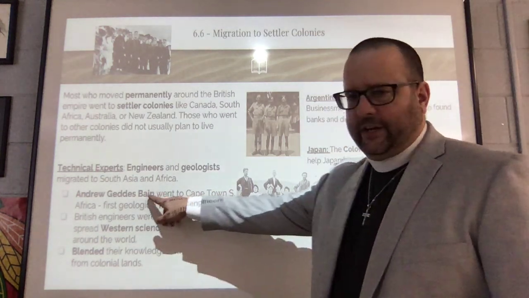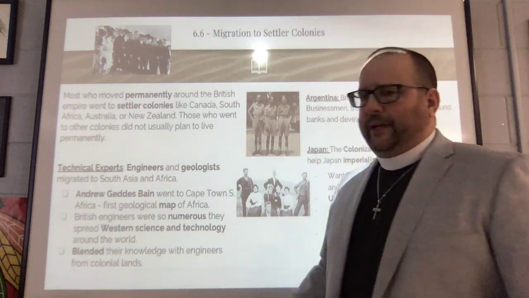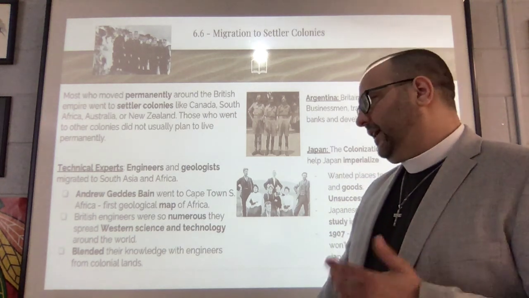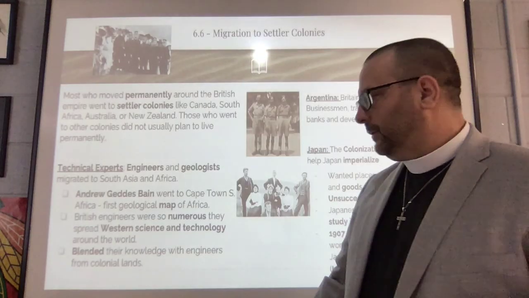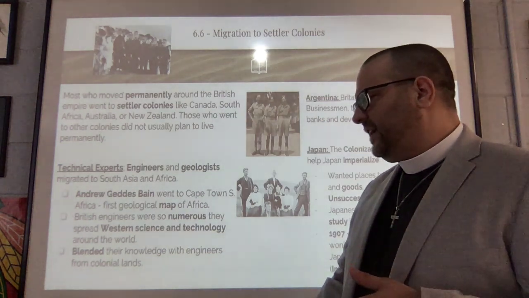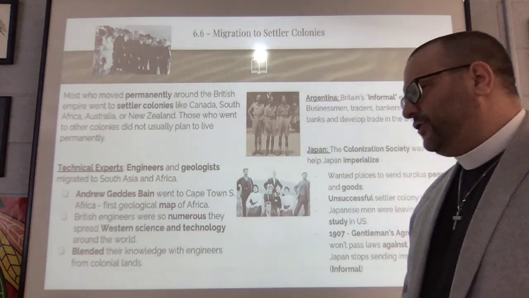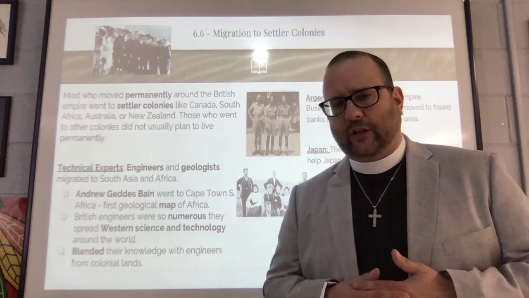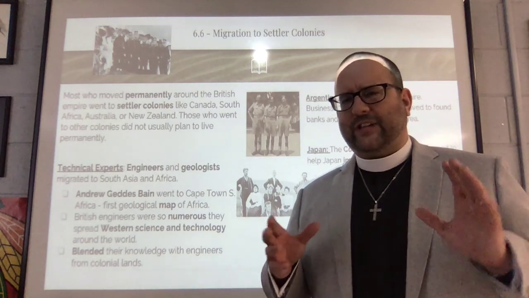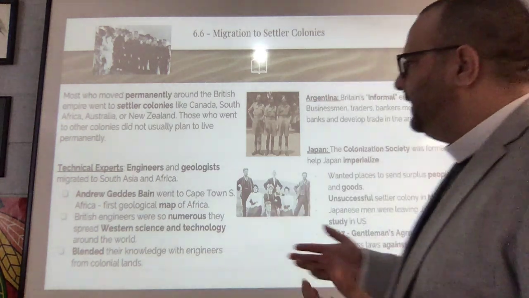Andrew Geddes Bain, here's one of the names, who went to Cape Town, South Africa, and in doing so created the first geological map of Africa, something they didn't have before. British engineers were so numerous that they spread Western science and technology around the world. And what it's going to do is blend their knowledge with engineers from colonial lands. Okay, so all of that is one of those side effects of this immigration model that we're looking at.